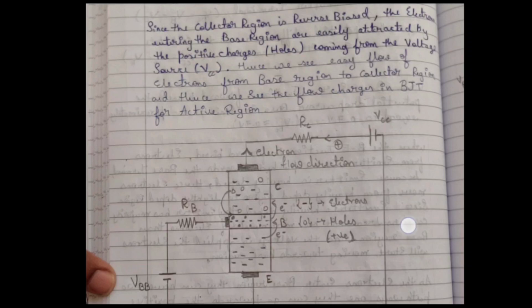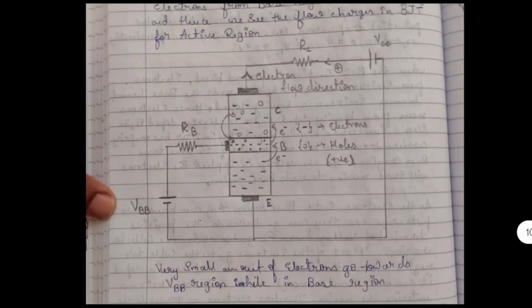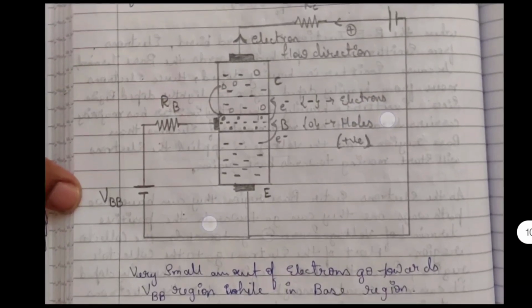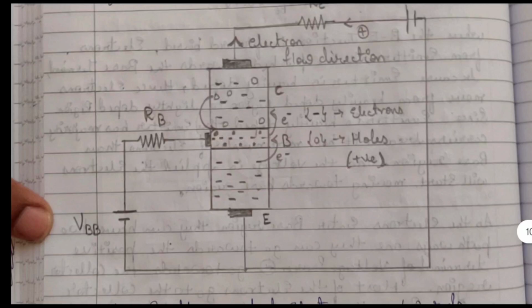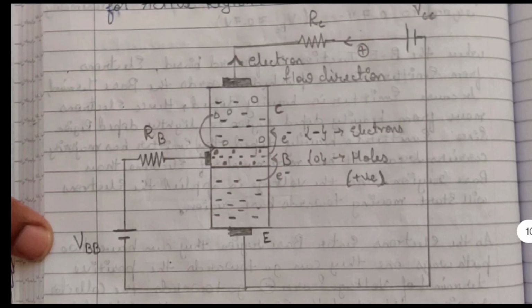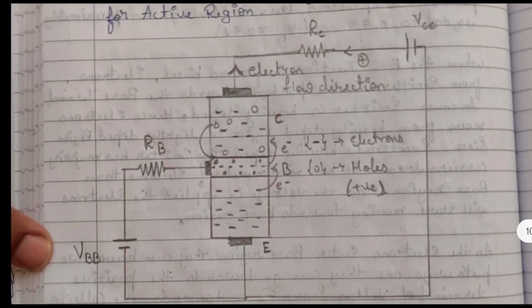Okay, and as you can see in the circuit diagram, there is a flow of electrons from the emitter region to the base region, and due to the positive charges coming from the battery, we can see that holes are being created in the collector region, and as holes are being created, we can see the flow of charges in the collector region.